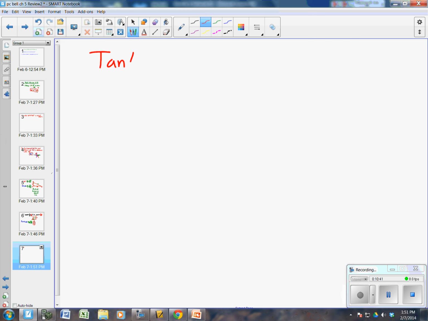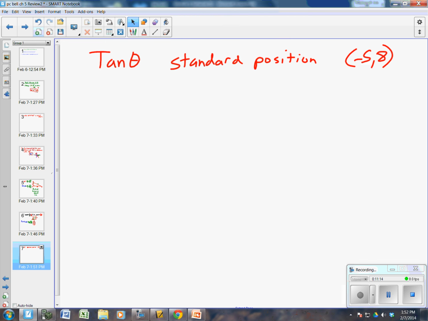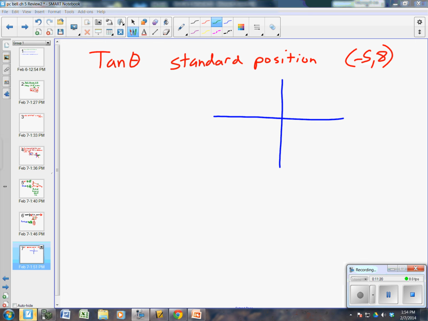Find the tangent of theta, you guys. If you have an angle in standard position, okay, your angle's in standard position. We just learned that on the bell work, right? We relearned it. And the point with coordinates -5, 8 lies on the terminal side of the angle. Okay, so you're going to find the tangent of theta given the point -5, 8, and the angle's in standard position. Go.